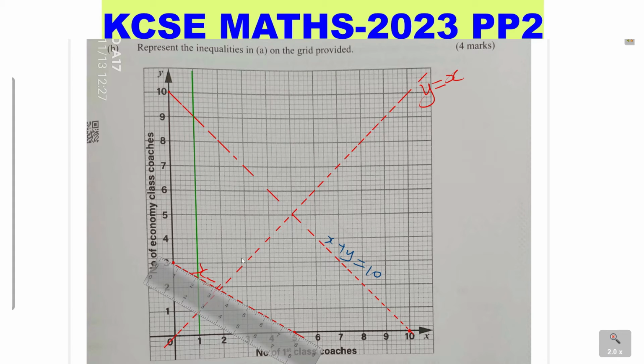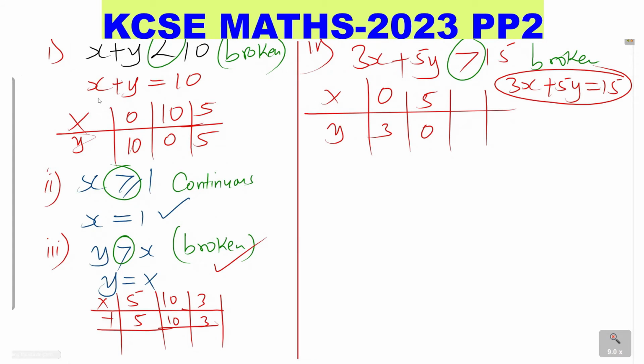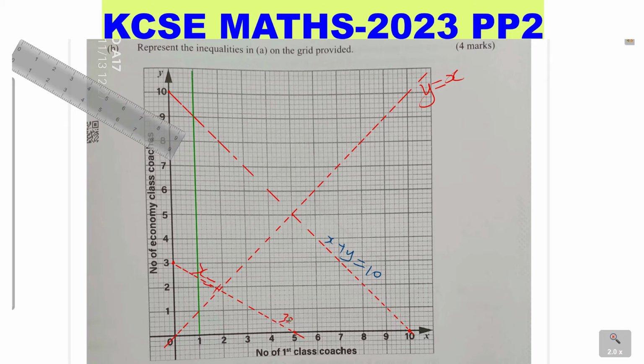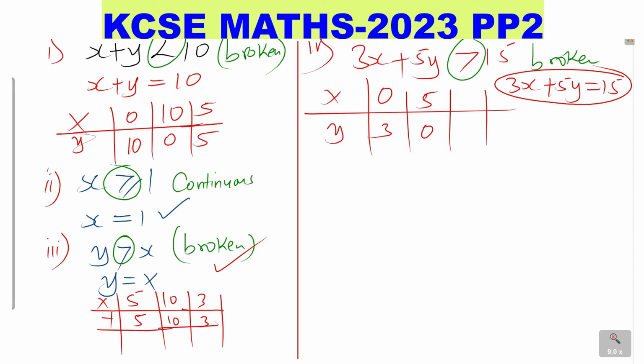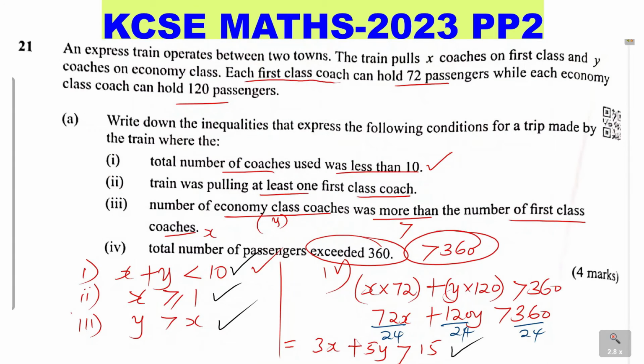Now after doing that, you have all the lines. So let me write the equation of this line: 3x plus 5y is equals to 15. Now we have all the lines, we have this line x is equals to 1, the 4 lines are there. The next step is to shade the unwanted sides in order to remain with the required region or the feasible region. We're going to start with the first line, which is x plus y is less than 10.